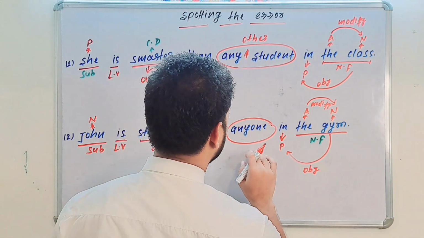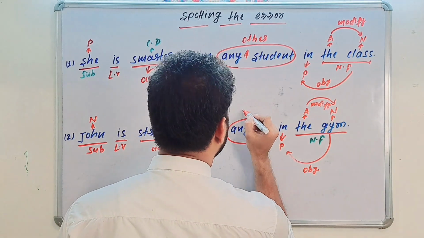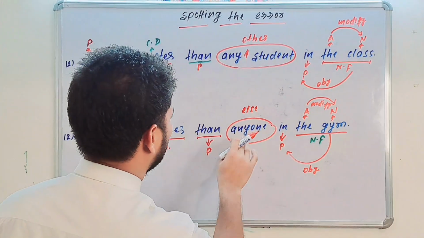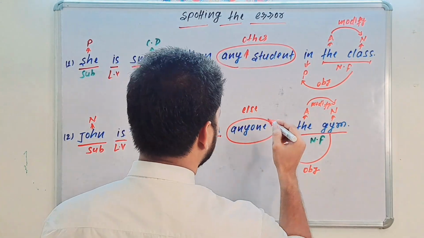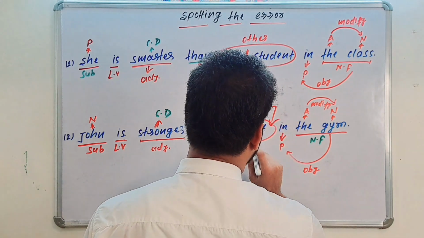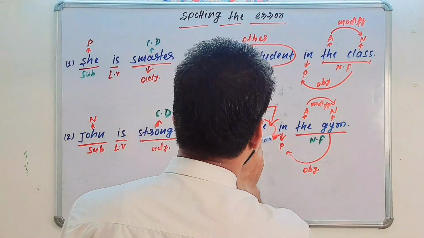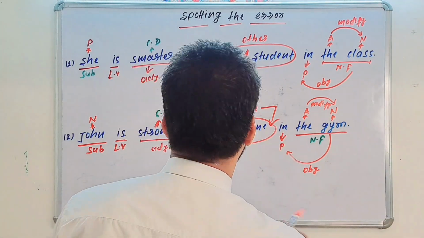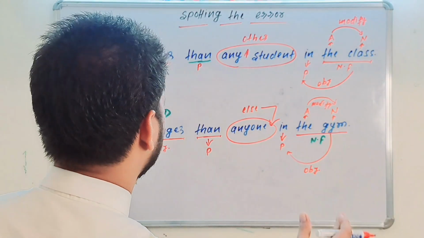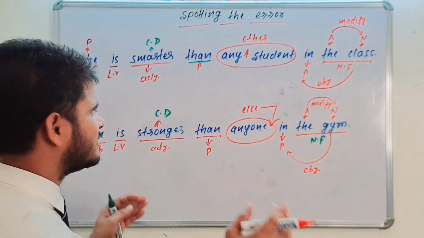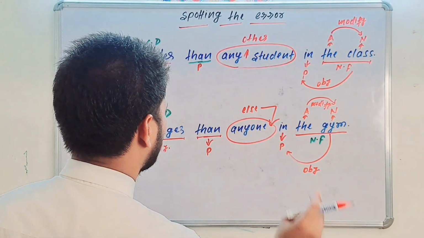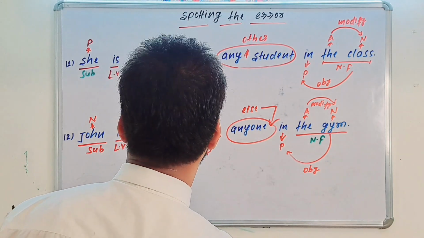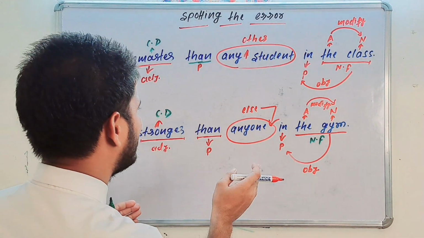This is the error part that I spotted here. Use "else" here: John is stronger than anyone else in the gym. Use else, E-L-S-E, after anyone. Now the second sentence becomes 100% right because I spotted the error part, and that is else. Use else after anyone, like anyone else in the gym. John is stronger than anyone else in the gym.